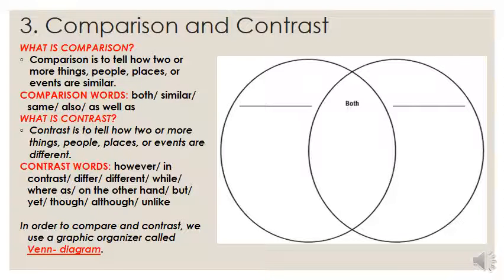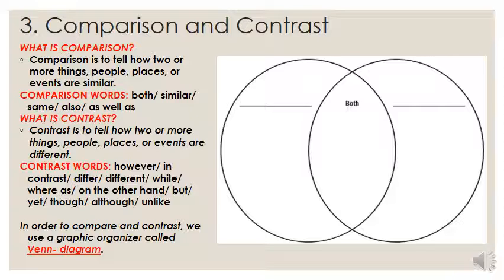Now we move to the third skill, which is comparison and contrast. And here it's a new skill. Let's start with the definition. First of all, I want you to know that when we compare, it means we are telling how two things, people, or places are similar. So when we compare, we are stating the similarities. We can use both, similar, as well, likewise. All of these words are used to compare.